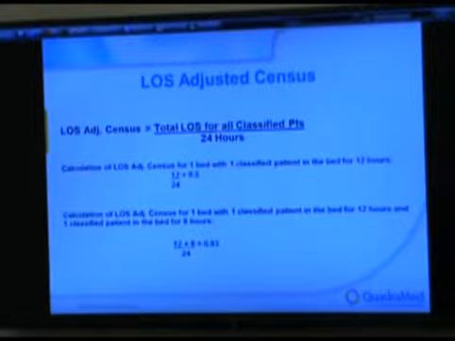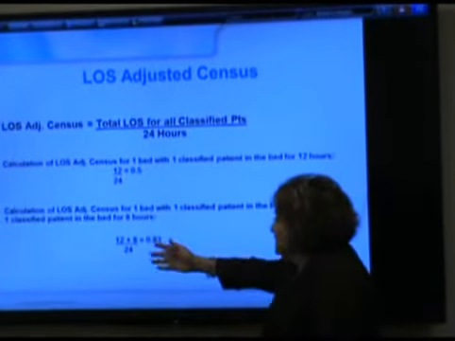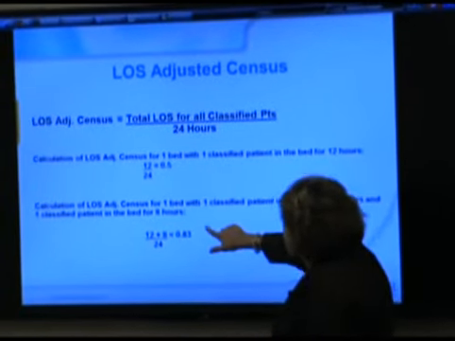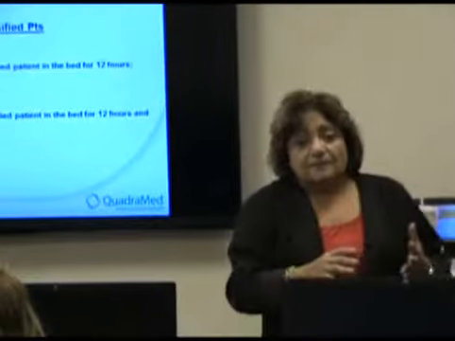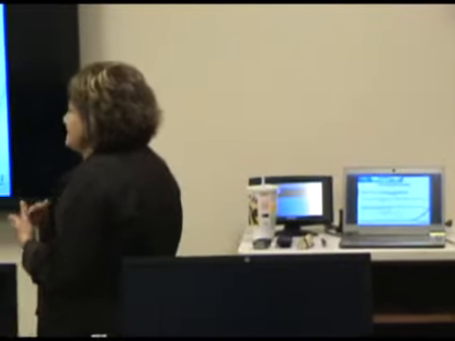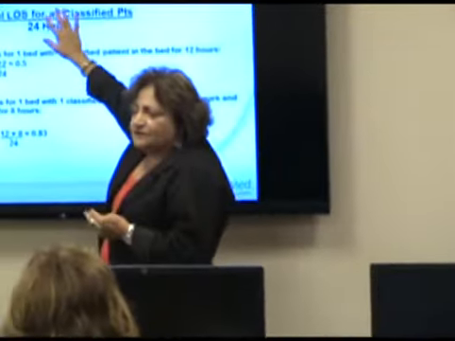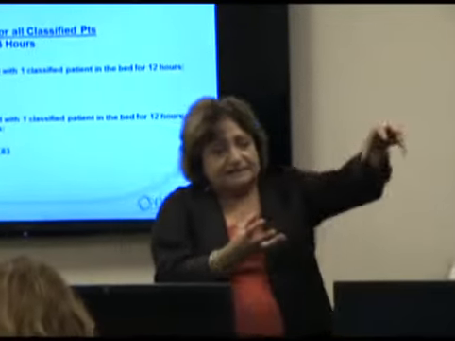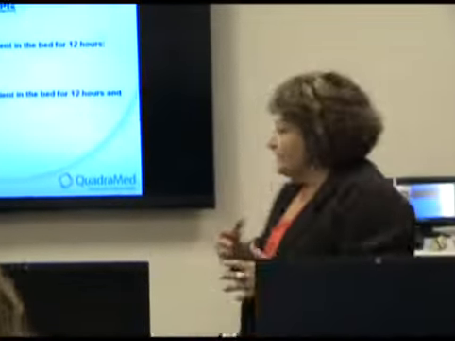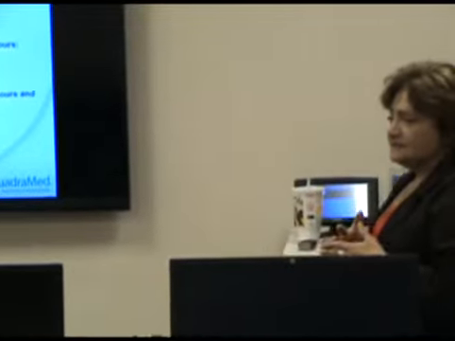And if a patient stays 20 hours, then the census for that patient is going to be displayed as 0.83. And if a patient stays 24 hours, the census for that patient is 1, right? So you're never going to see a length of stay adjusted census that has whole numbers in it, because we're taking pieces of time based on the patient's length of stay.